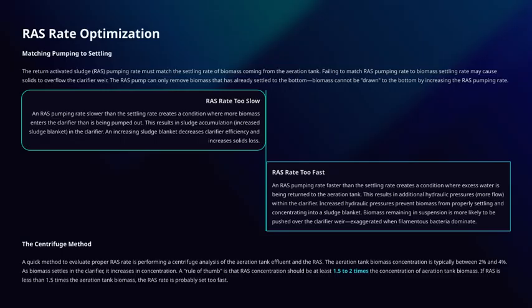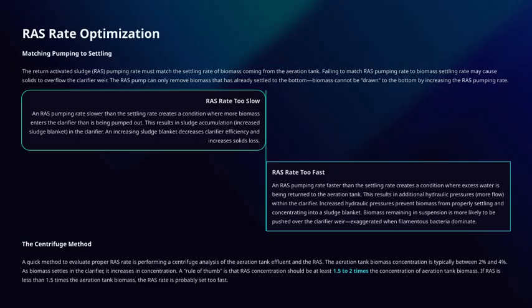Now, what happens if the RAS rate is too slow? Well, if it's slower than the settling rate, more biomass enters the clarifier than we're removing. This causes the sludge blanket to build up. Think of it as a thick layer of sludge in the clarifier. When that sludge blanket gets too thick, it reduces the clarifier's efficiency and can lead to more solids escaping with the effluent, which isn't good.